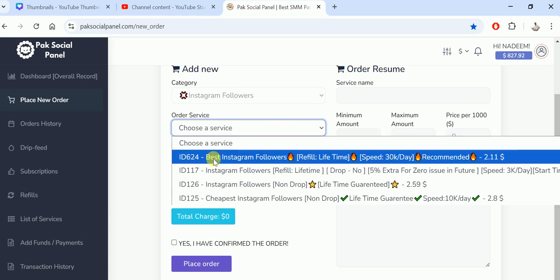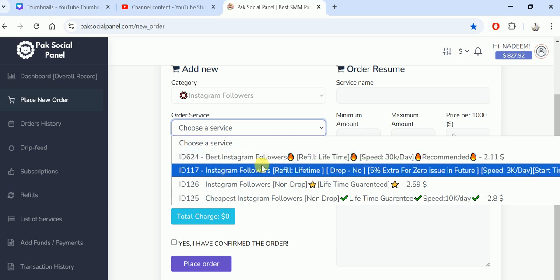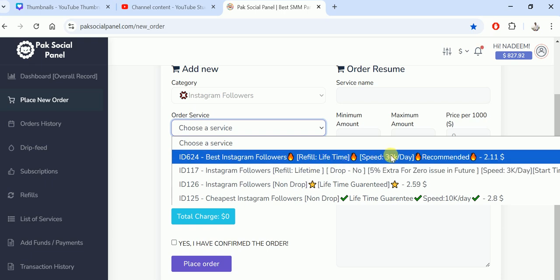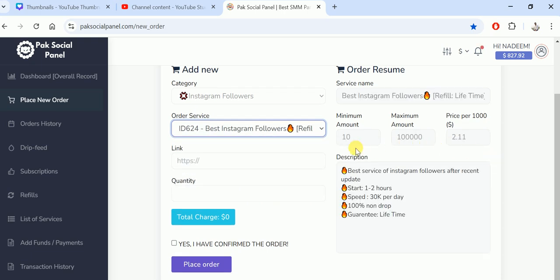Let's see 624, which is also recommended. Why is this platform getting a lot of orders on this ID? Personally, I am also using 624. Refill lifetime, 30,000 per day. Instagram followers $2.11 per 1,000 quantity. And let's see the minimum amount of the 624 ID. This is just 10. You can come and purchase it. Just 10 followers you can get.